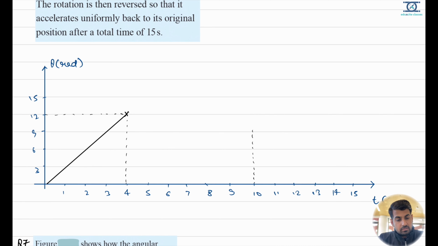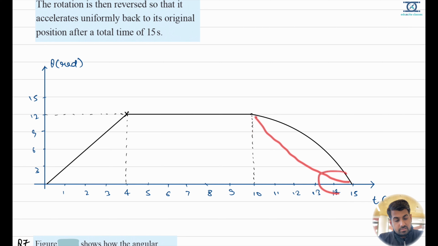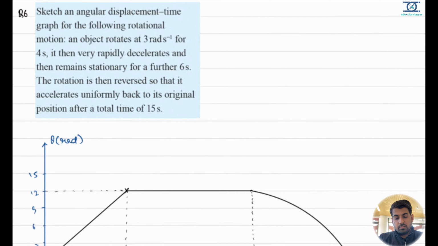Now why not like this? The reason being, it is not accelerating from here. This will be the deceleration, because in a shorter interval of time less angle is swept, but here in the shorter interval more angle is swept, means it is accelerating. Sorry, this will be the case for deceleration. Here the speed is continuously increasing with respect to time. So this will be the best diagram or sketch for the angular displacement versus time.